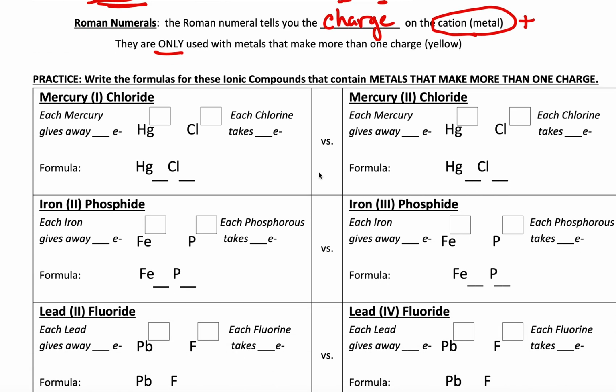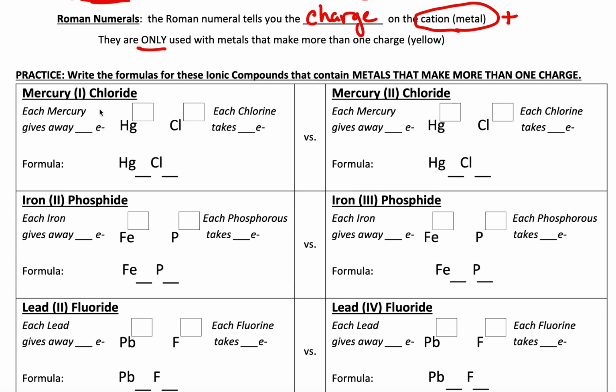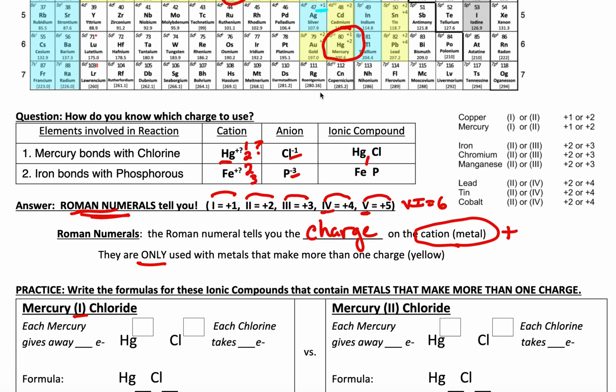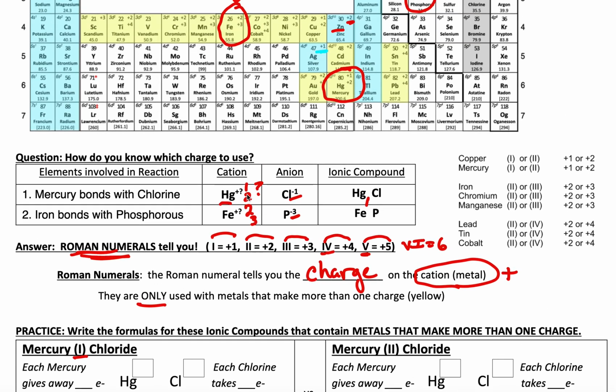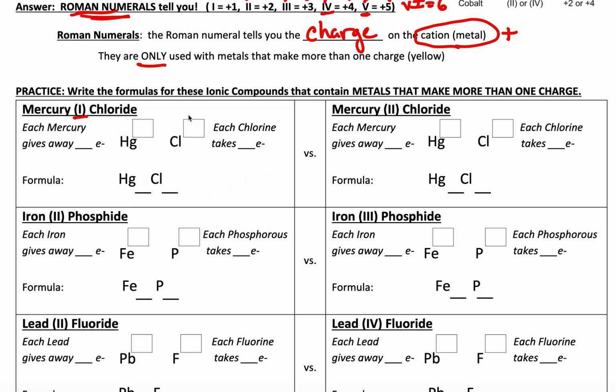So let's work this out here. We've got mercury(I) chloride and mercury(II) chloride. So we look at the Roman numeral to tell us what mercury is going to do. Remember, we were up here and we were thinking, well, which mercury is it? Is it the +1 or the +2? How do we know which of these two charges do we use? Well, now we know. In this example, this mercury is going to give away 1 electron. It's going to make a +1 charge. How do I know that? Because that's my Roman numeral.